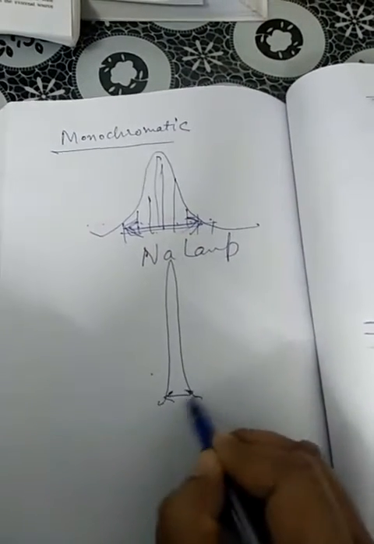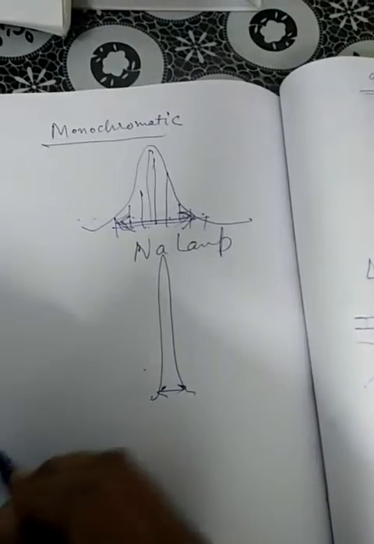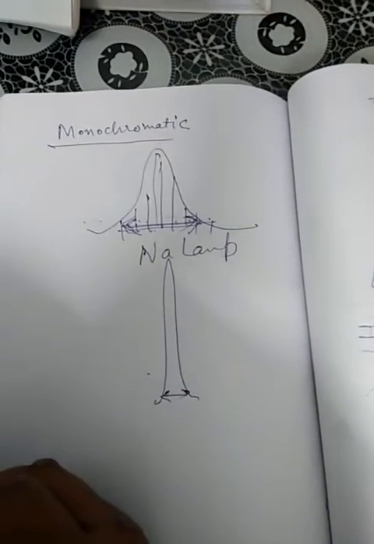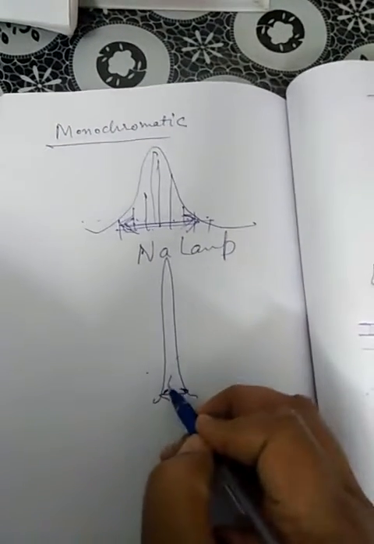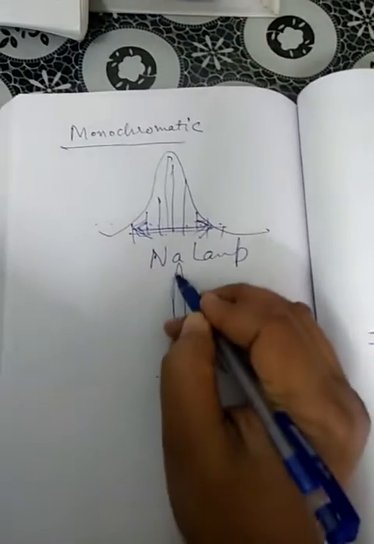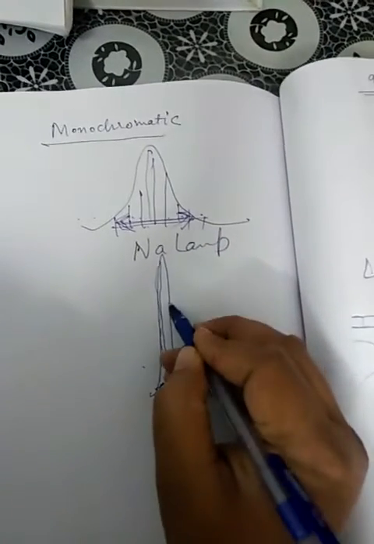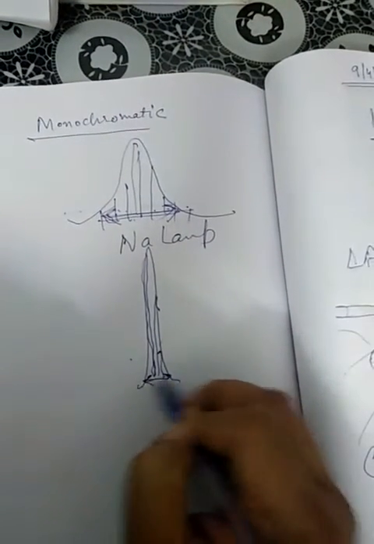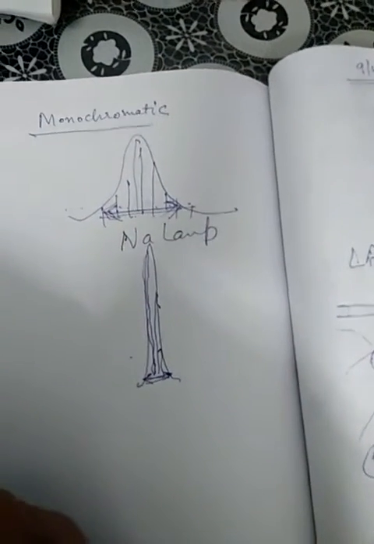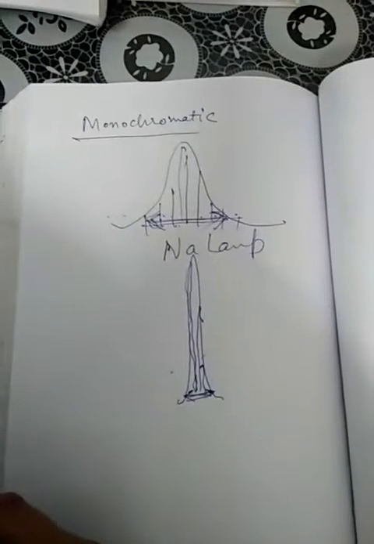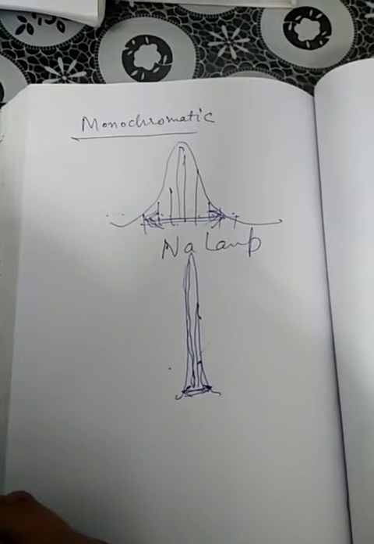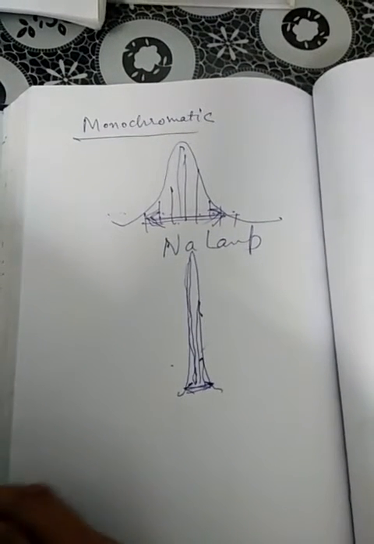That is, the width is very small. Due to the very small width, it has a single unique frequency, or the difference in frequencies is very small, or the frequency range is very small. Due to that, the laser has been used as a highly energetic source.